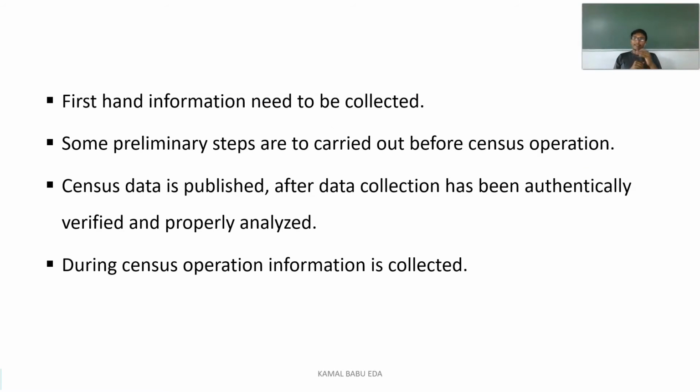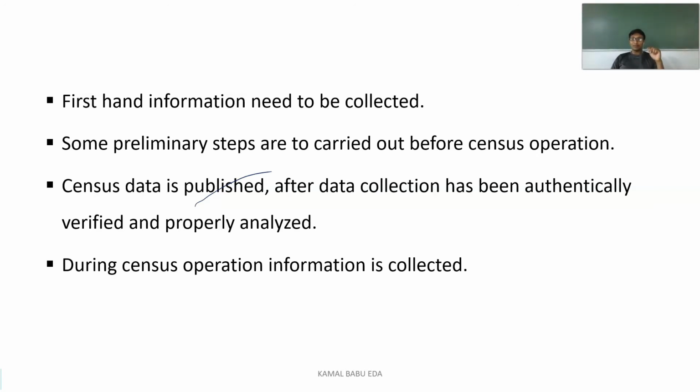So it gives us first-hand information that needs to be collected, and some preliminary steps are carried out before the census operation. Means before starting the census operation, they follow some kind of steps. Census data is published after the data has been authenticated, verified, and properly analyzed. Whenever the data is collected, all the data is again authenticated, verified, and properly analyzed, so that the data can be released to the people.